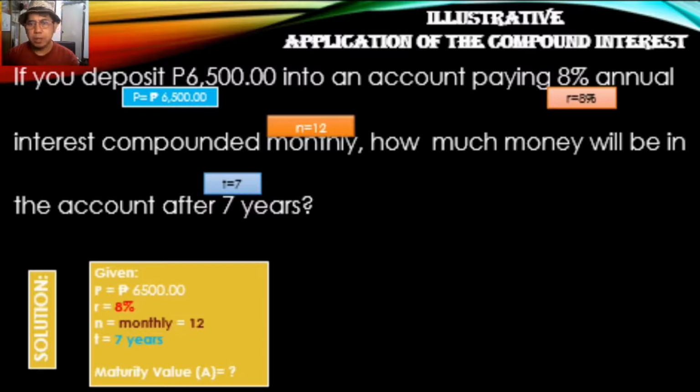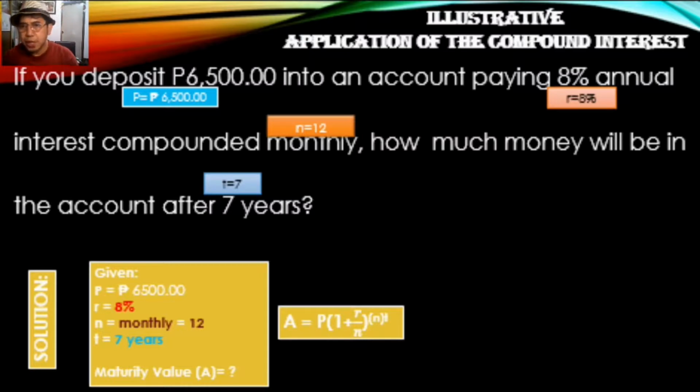P, which is the principal, is equal to 6,500 pesos. R, which is the rate, is equal to 8%. N, which is the mode of conversion, which is monthly, is equal to 12, and the term is 7 years. Again, the working equation that we are going to make use of is the general formula for compound interest, which is A is equal to P multiplied by the quantity 1 plus the quotient of annual rate divided by conversion period, raised to the product of N multiplied by time.